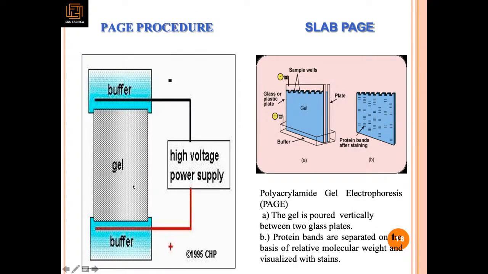You put your gel with a negative and positive buffer with a high voltage power supply. You have a slab of plates, in between which you put your gel. It's a vertical setup, and you put your samples in the sample wells. Proteins can be visible after staining, and you can visualize with the primary and secondary antibody whether your protein is present or not, and what the various readouts are that you want to see later.